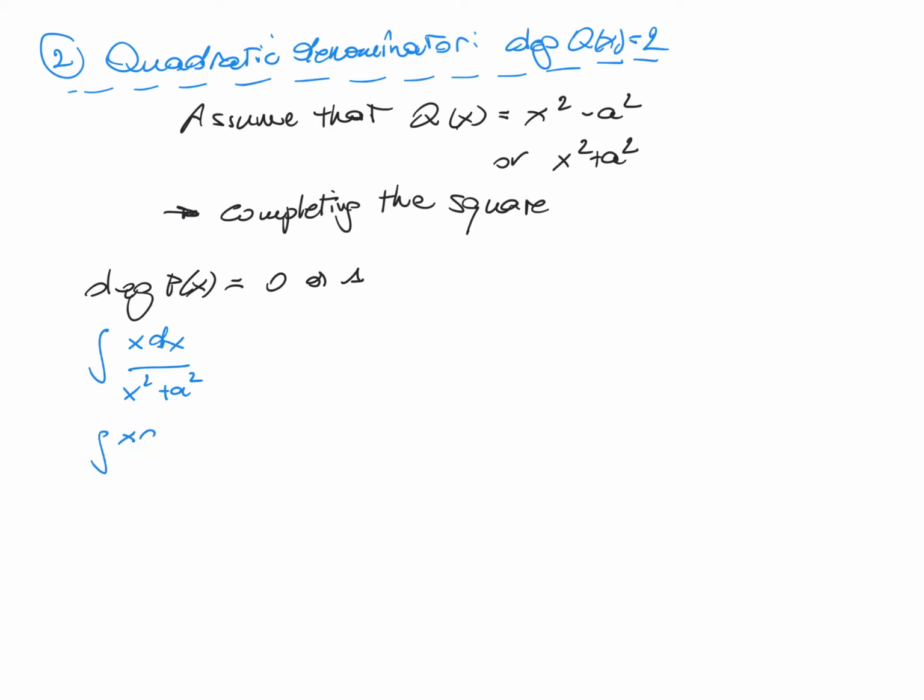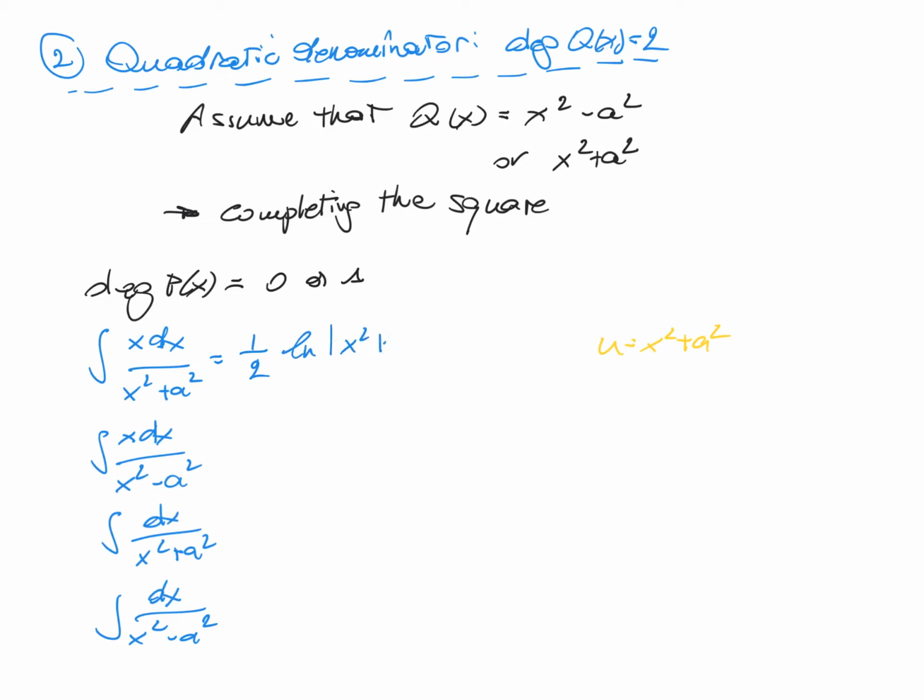You have the integral of x dx over x squared minus a squared. You have the integral of dx over x squared plus a squared. And then finally, the integral of dx divided by x squared minus a squared. For the first case, you can perform a substitution, set u equal to x squared plus a squared. If you do this, you will find that the solution for this integral is 1/2 times the logarithm of x squared plus a squared plus a constant.